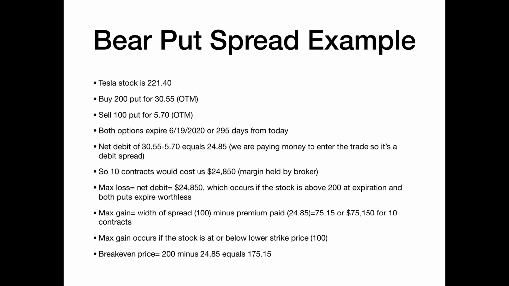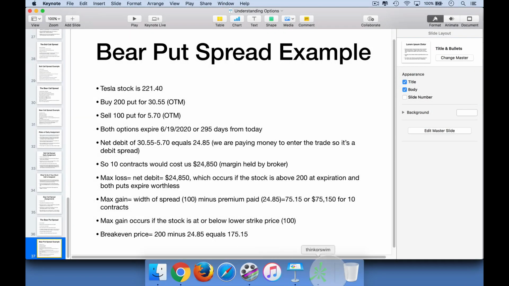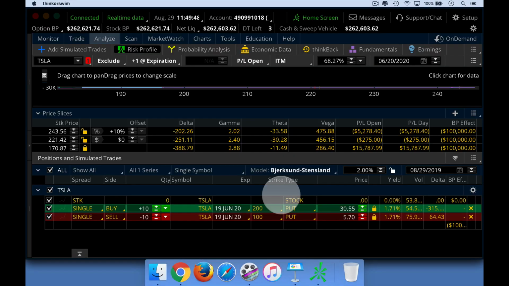And then the break-even price is just going to be that top strike price, 200, subtracting the net debit, or the net premium that you had to pay. So 200 minus 24.85 equals 175.15. If Tesla's right at 175.15, if the underlying stock is there, then we're at our break-even price. That's the basics of the bear put spread. Let's take a look at this on Thinkorswim.